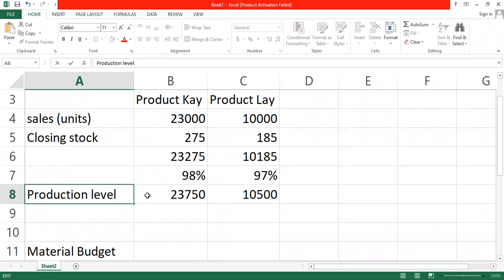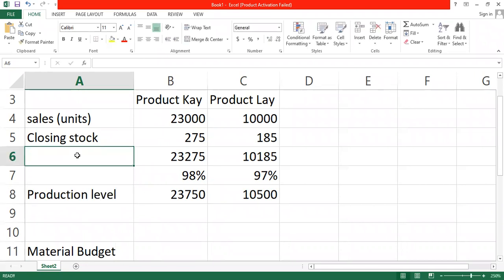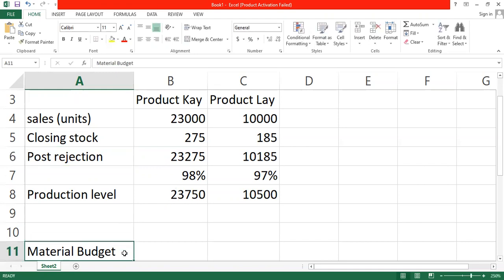Okay, thank you. So let me make this one unit after rejection. Post rejection unit. Let me make it like that. And let me make this one pre rejection unit, or this one could be the production level. So the material purchase budget, that's what the question is saying.